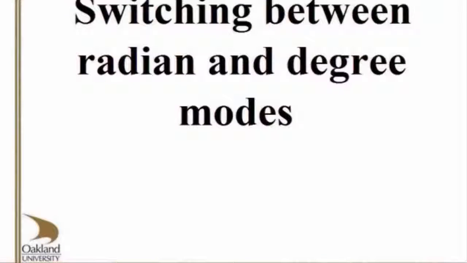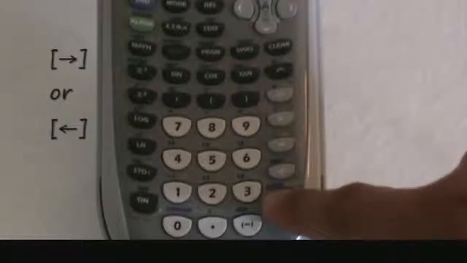In physics, it's important to know how to switch between radian mode and degree mode. So let's see how this is done. On a TI-84, we'll have to go to second mode and then down our list over, left or right, to select our radians or our degrees.